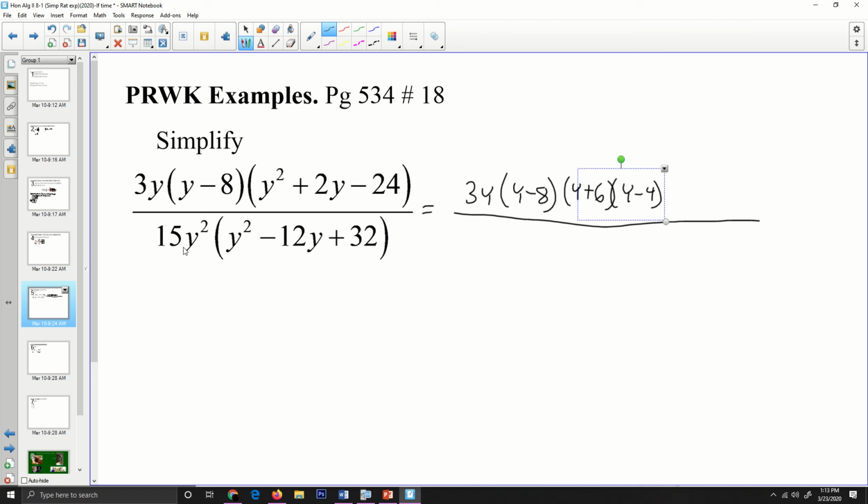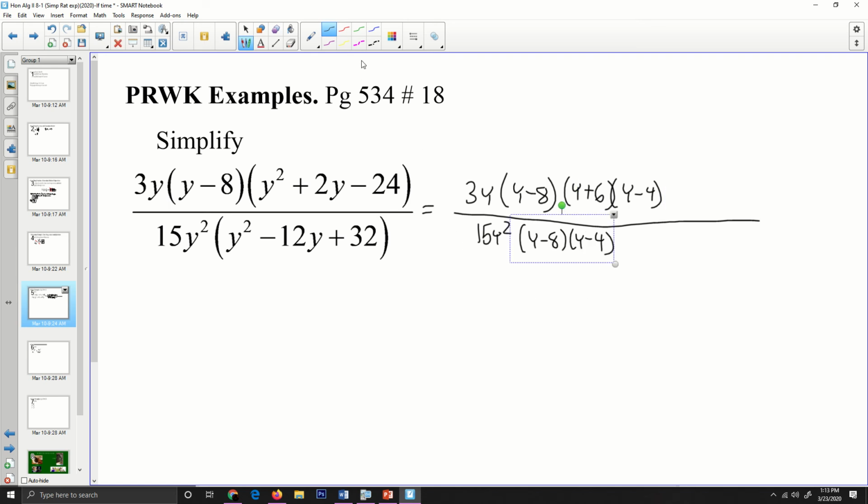I can't do a whole lot with this 15y squared, so I leave that 15y squared right there. Two factors of 32 that add up to negative 12. Let's see here. How about negative 8 and negative 4? Yeah, that'll work. So y minus 8 and y minus 4.